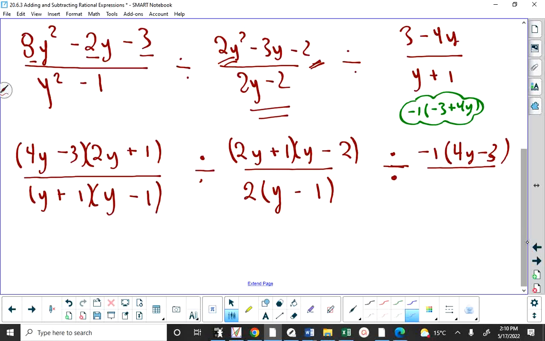And I think you can kind of look ahead and see that we have a 4y minus 3 over here. So something's going to happen there. There's going to be some action. And then on the bottom we have y plus 1.